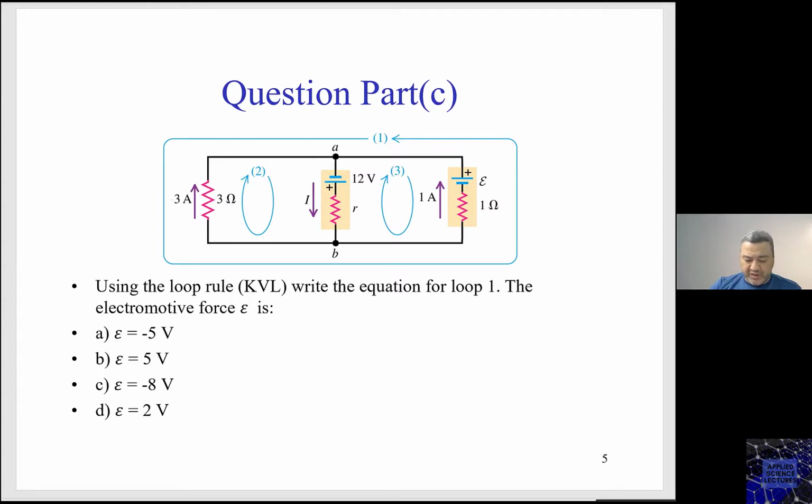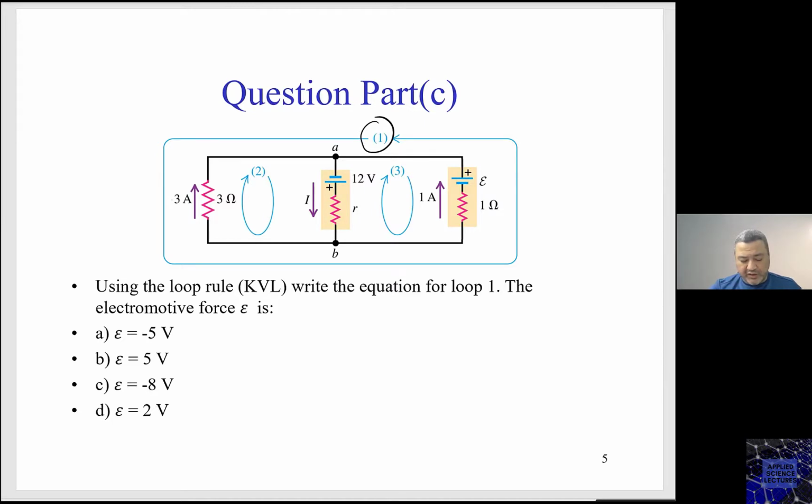Let's see. This question is using the loop rule, the KVL, write the equation for loop 1, which is this one. The electromotive force epsilon here is, so we need to write the KVL for loop number 1 and calculate the electromotive force here.